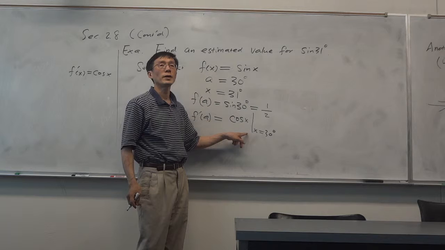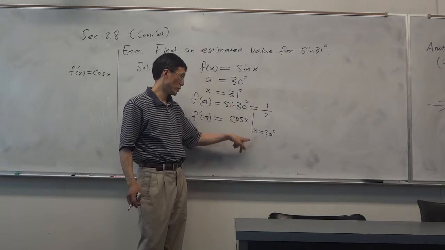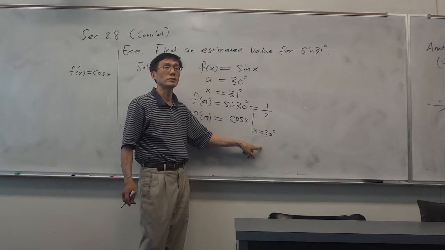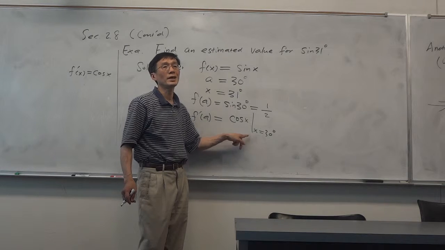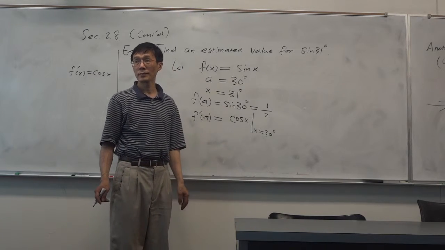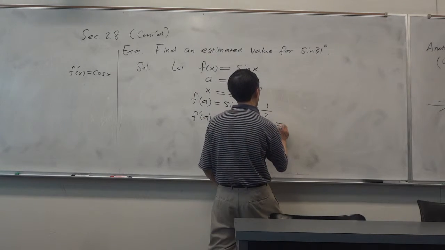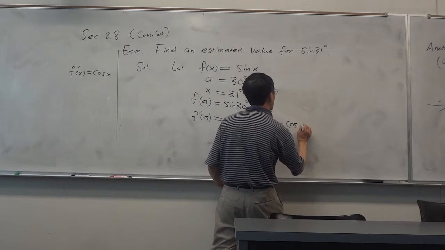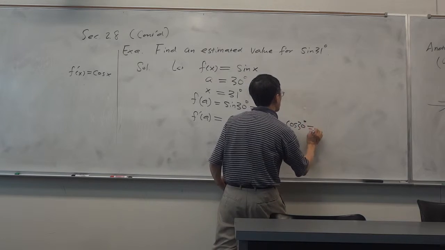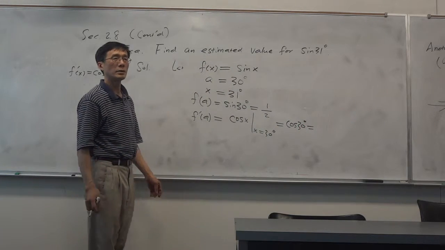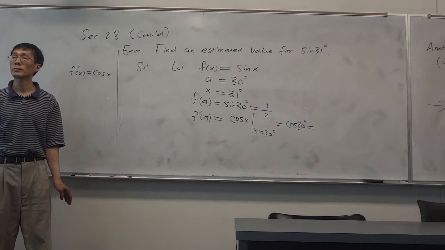This is a very handy notation. So you just write the function cosine x, and then draw a straight vertical line and put x equals 30. It means plug in x equals 30. What is that equal to? Well, that's cosine 30 degrees. Now, did you say this is equal to 0? Or? Square root of 3 over 2. Yeah, it's square root of 3 over 2.